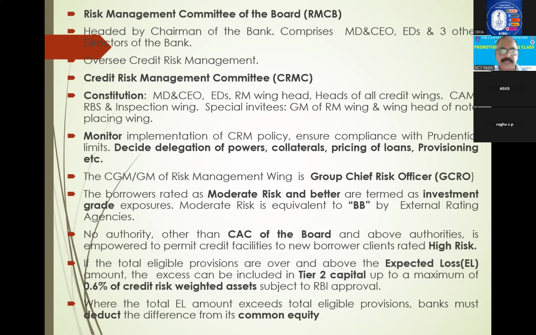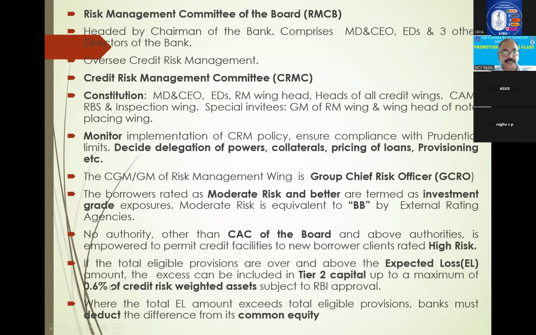Next, who is the chief group risk officer? Group risk officer of our bank means he is CGM or GM of the risk management wing, RM wing. Next, investment grade. Investment grade means where we can lend loans up to these limits, up to BBB, and up to BB in case of SME. We call it moderate risk. Up to moderate risk only, we will sanction loans. That is called investment grade. And high risk normally we will not sanction, and it will be by CSE and MC only, right? No authority other than CSE of the board and above authorities is empowered to permit credit facilities to new borrowers rated as high risk. This is what I told you. High risk borrowers normally CSE and MC only will sanction, no lower authorities, right?